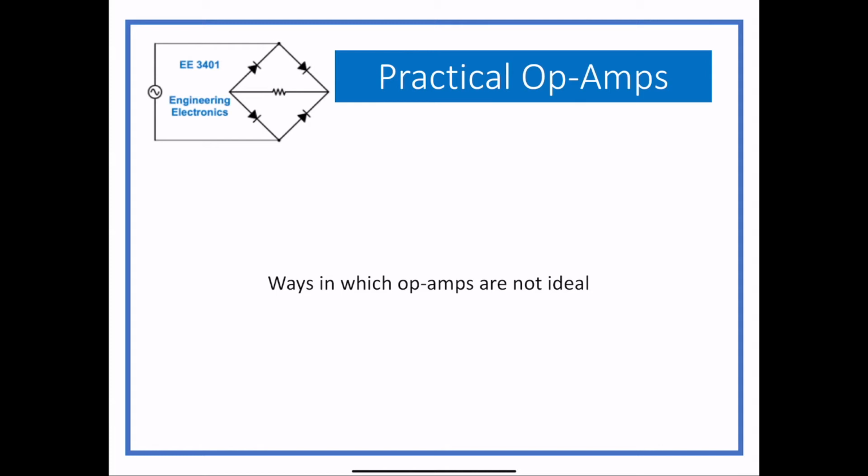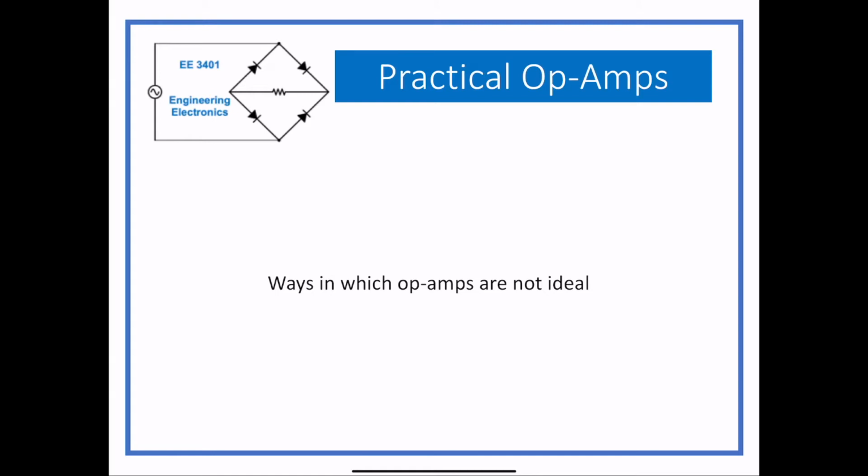So op amps are not actually ideal, which everybody who lives in the real world knows, that nothing is ideal. We've talked a lot about the characteristics of ideal op amps and the characteristics of op amps in circuits with negative feedback that act like ideal op amps. And what I'm going to talk about this morning is how they are not ideal. Most of this, not quite all of it, but most of this is just theoretical for your knowledge.